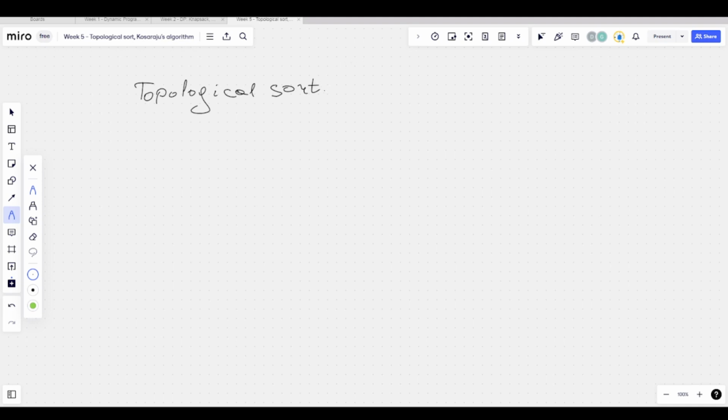In the previous lecture, we discussed DFS, and topological sort is based on this algorithm. So, what's topological sort?